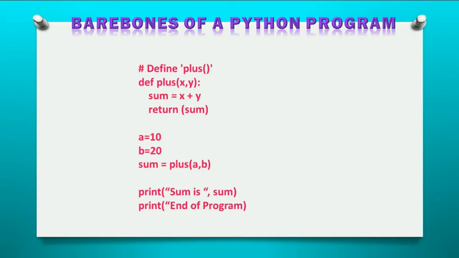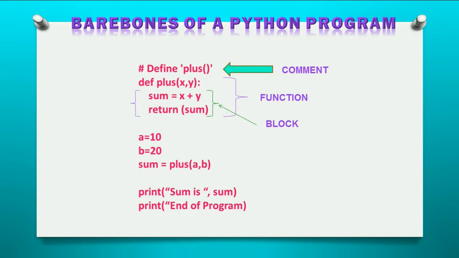Now let us see all these 5 components through this Python code. First of all, this is a comment which begins with the hashtag. Then we have a function which is defined with the def keyword. Then these two statements are nothing but the block, that is a set of code which is under the heading of the function.